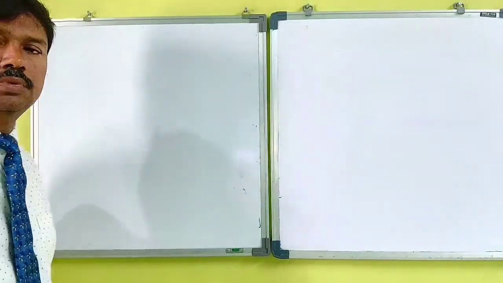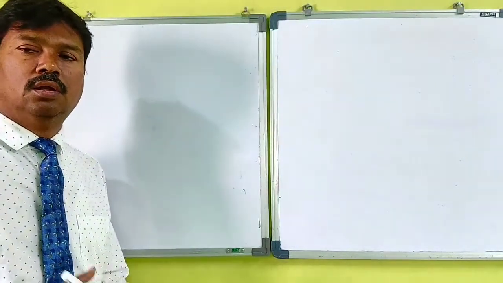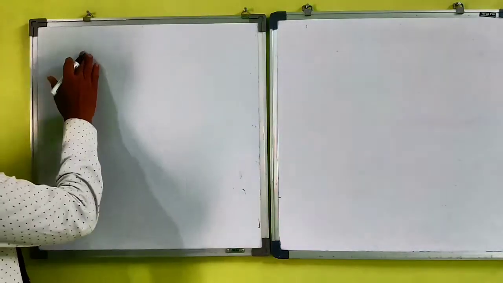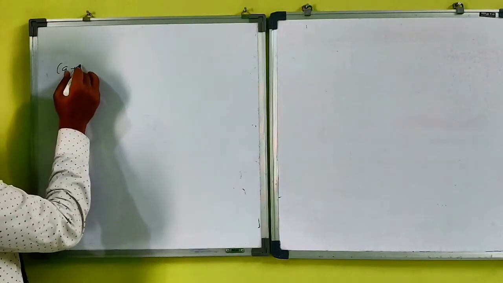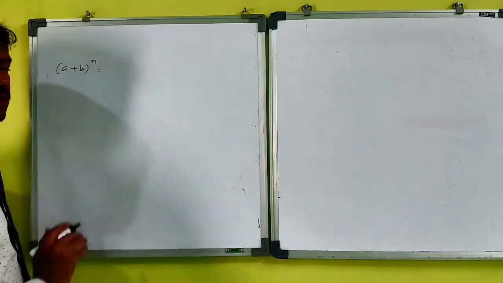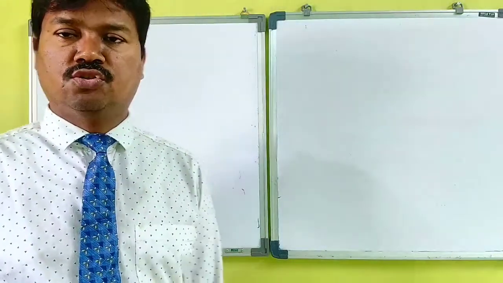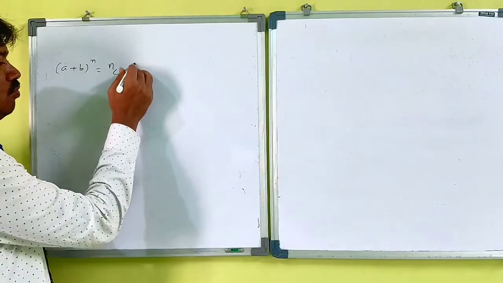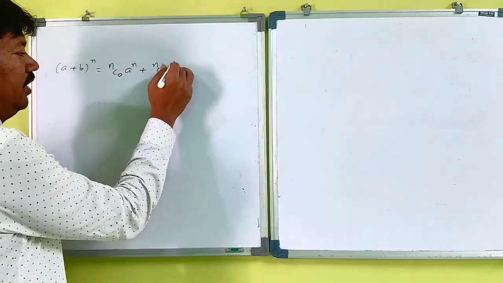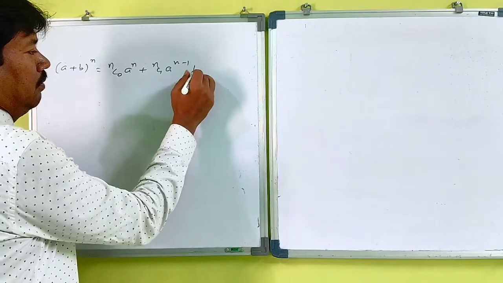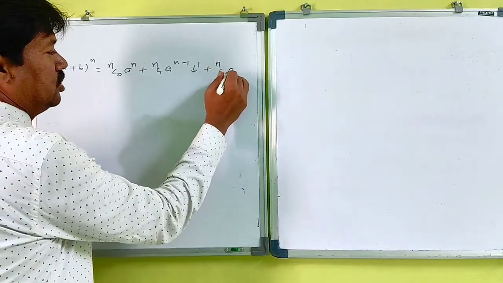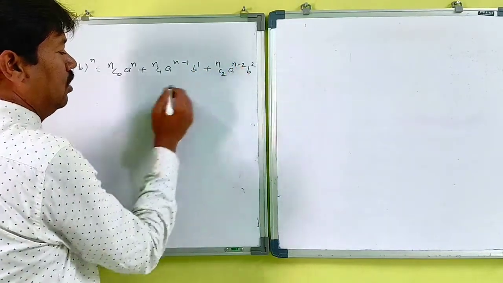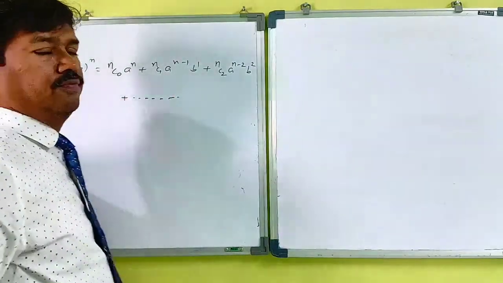Yes, so now we move again to the next concept. We'll start with our main binomial expression, that is (a + b) raised to n. So what is (a + b) raised to n? It is nC0 a^n + nC1 a^(n-1) b^1 + nC2 a^(n-2) b^2, like this.